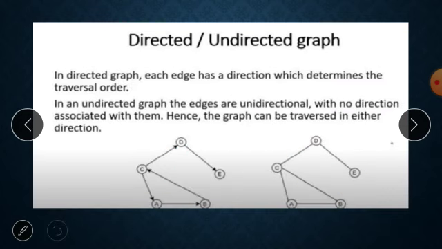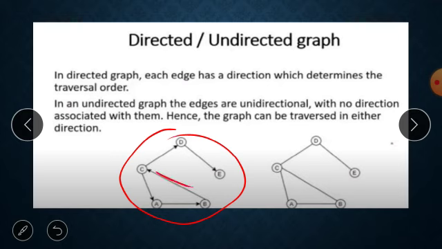So next one is directed or undirected graph. In a directed graph, each edge has a direction which determines the traversal order. So this is the directed graph. Each edge has a direction. This is considered as the edge, and these are the vertices.